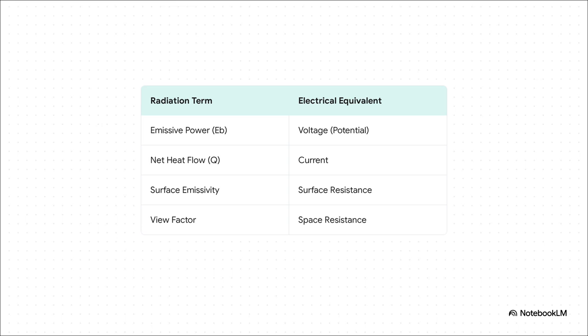The actual flow of heat, that's our current. The properties of the material itself, that creates a surface resistance. And that view factor we talked about, the geometry between objects, that creates a space resistance. All of a sudden, we can take a really complex heat problem and just draw it as a simple circuit.